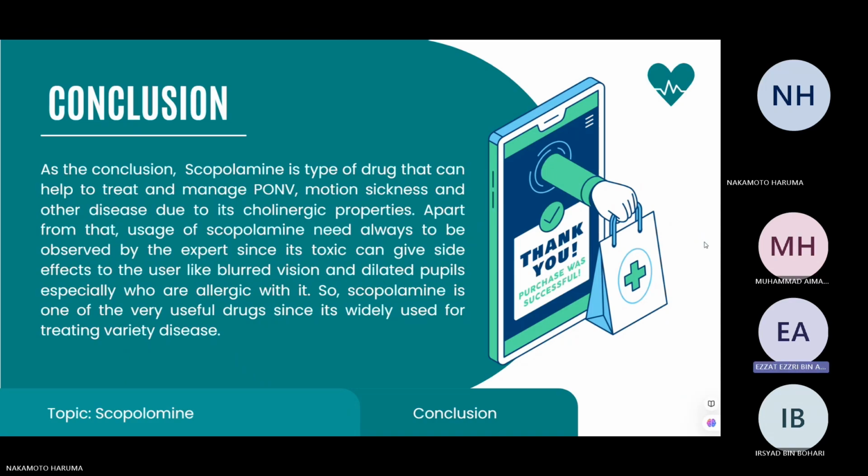So as the conclusion, scopolamine is a type of drug that can help to treat and manage PONV, motion sickness, and other diseases due to its anticholinergic properties. Apart from that, the usage of scopolamine always needs to be observed by experts since its toxicity can give side effects to the user, like blurred vision and dilated pupils, especially for those who are allergic to it. So scopolamine is one of the very useful drugs since it's widely used for treating a variety of diseases. So I think that's all from us. Thank you.